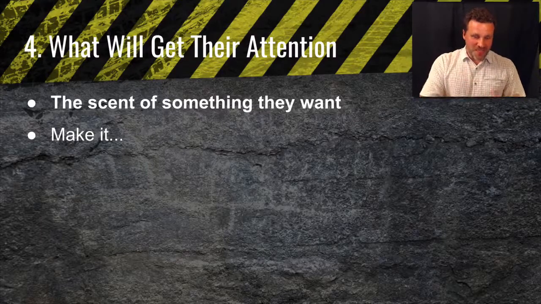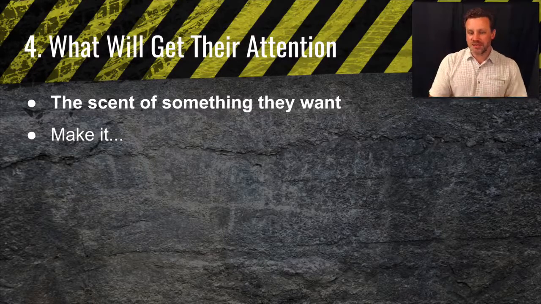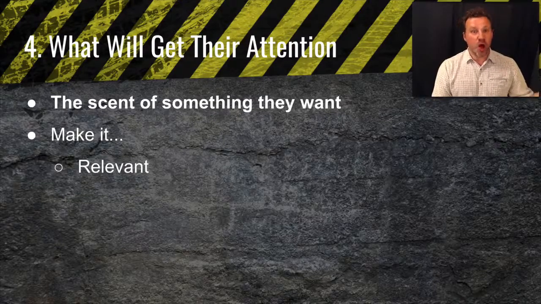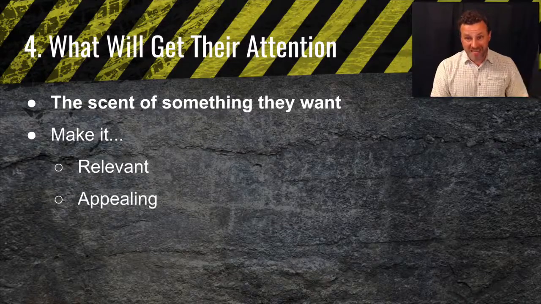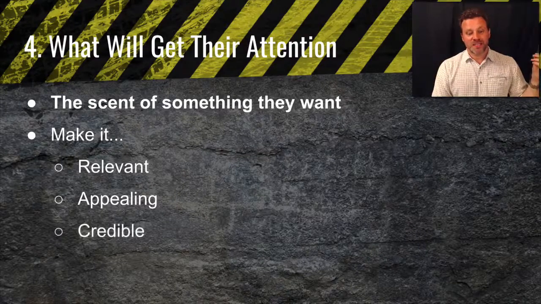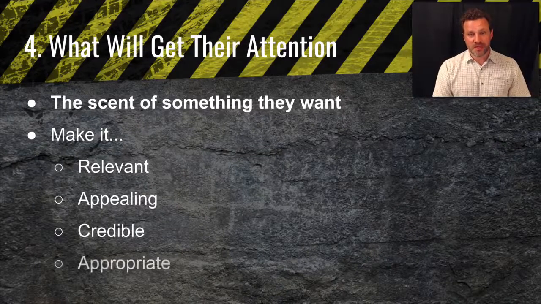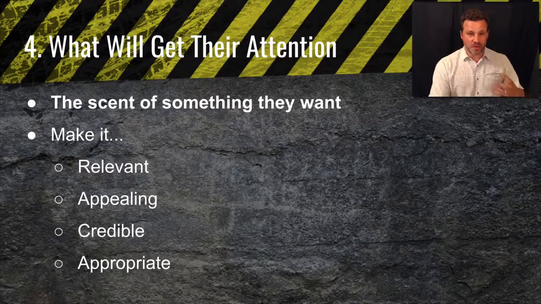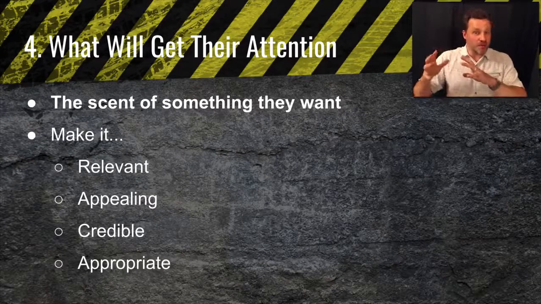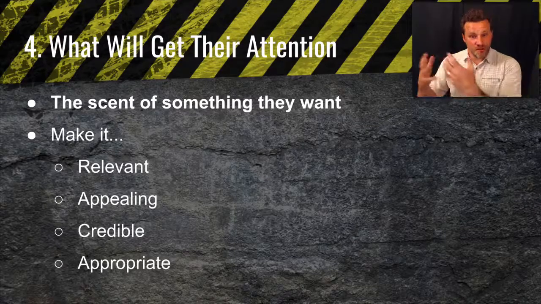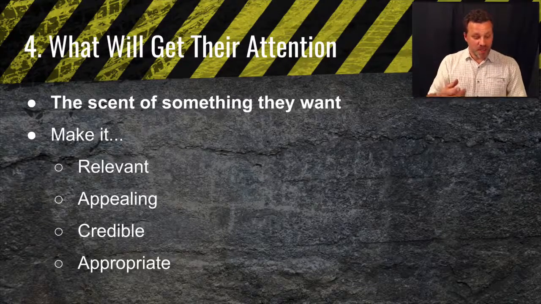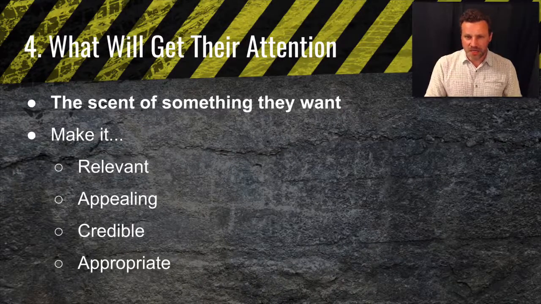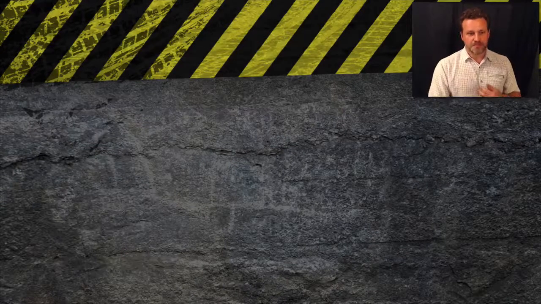Now, the message that gives you the scent of something you want needs to be relevant to you, obviously. Needs to be appealing, needs to be credible, and it needs to be appropriate. And we'll go through these. We're going to look now at a few different kinds of first messages that people can get. And we're going to say, is it relevant? Is it appealing? Is it credible? And is it appropriate? Okay.